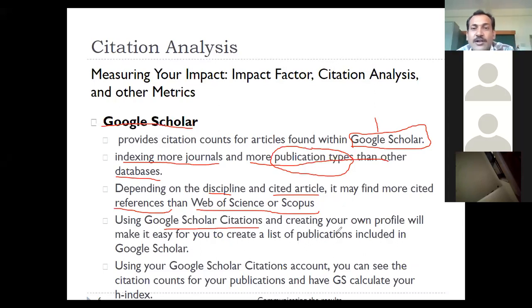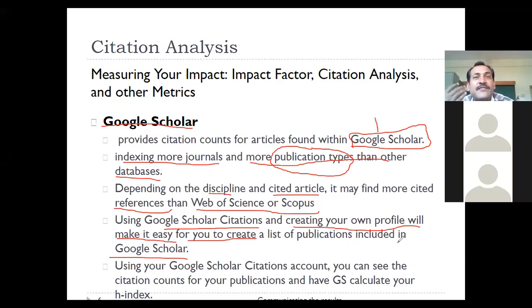Now, Google Scholar, on the other hand, is free to use, so you can create your own Google profile, and you can make it easy for you to create a list of your publications included in Google Scholar. So you can create your own Google profile and add your publications to that profile, or Google automatically will record or see all these publications, and that will give a citation count of the papers. So that can be done by Google.